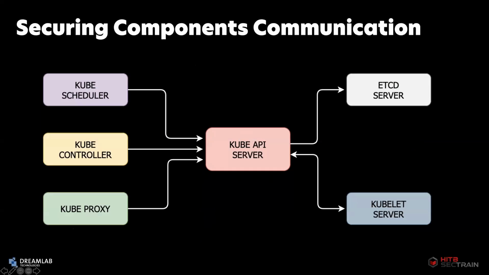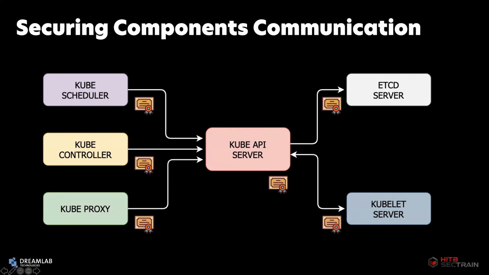So as I said, the kube-apiserver is the main component of the control plane. All the actions that occur within a Kubernetes cluster go through the kube-apiserver. This component exposes a REST API that the other components consume as clients. So the kube-scheduler, the kube-controller, kube-proxy talk to the kube-apiserver as clients, and the kubelet talks to the kube-apiserver as a client as well. But the etcd and the kubelet are also servers.